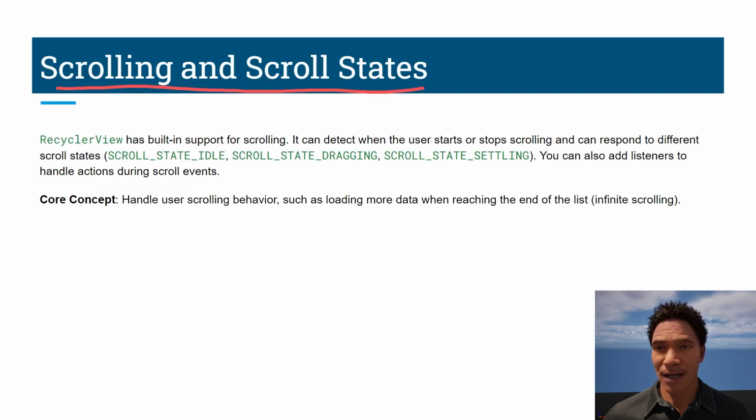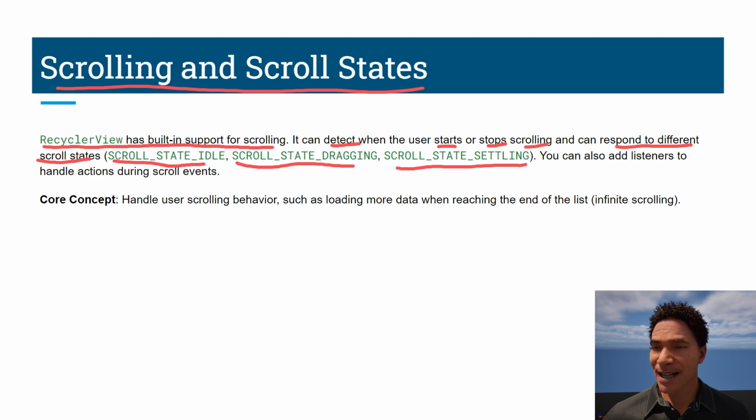Scrolling and scroll states. RecyclerView has built-in support for scrolling. It can detect when the user starts or stops scrolling and can respond to different scroll states: scroll state idle, scroll state dragging, scroll state settling, etc.